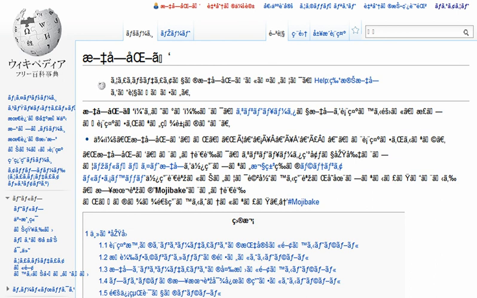Etymology. Mojibake means character transformation in Japanese. The word is composed of 文字 (moji), meaning character, and 化け (bake), pronounced bake, meaning transform.